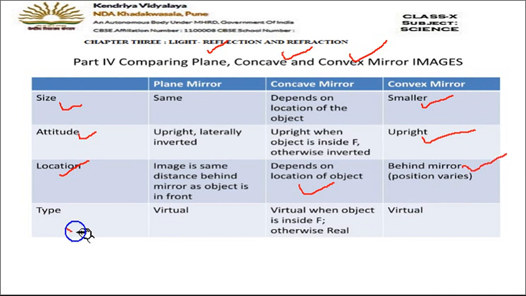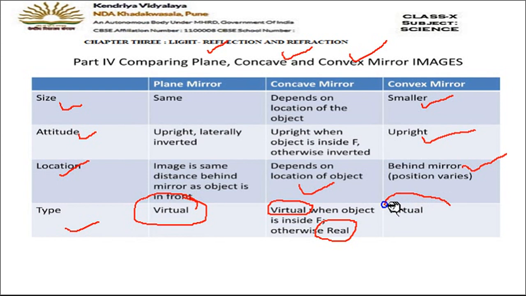Now, type. A plane mirror always gives a virtual image. The concave mirror is the mirror which gives all the types of images. It gives a virtual and erect image when the object is very close, and it also gives a real and inverted image. Whereas a convex mirror always gives a virtual image. So plane and convex give virtual, whereas the concave mirror gives all the types, real and inverted as well as virtual and erect. I hope the concepts are clear to you.